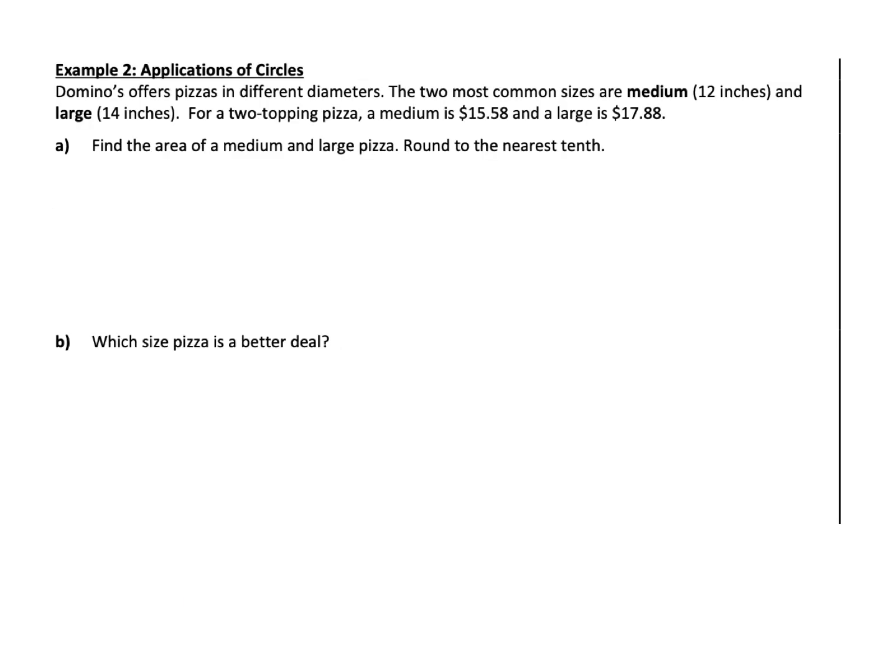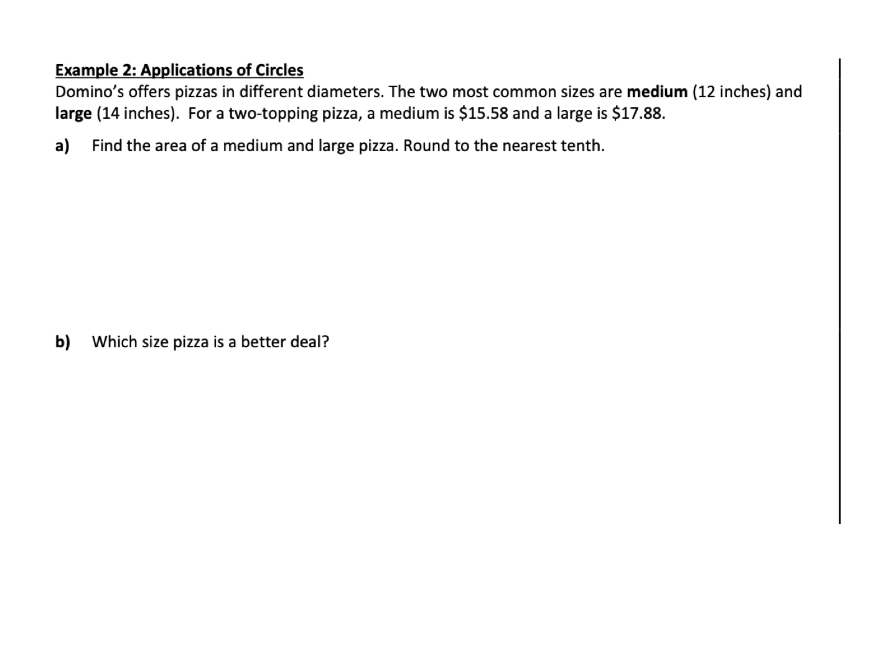For our final example, we're going to look at a real-world application of circles. Domino's offers pizzas in different diameters. The two most common sizes are a medium pizza, which is 12 inches in diameter, and a large pizza that's 14 inches in diameter. If you order a 2-topping pizza, a medium is $15.58, and a large is $17.88. And these are the real values from Domino's in 2025.